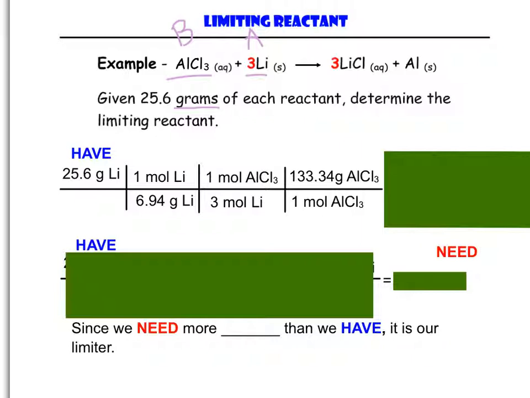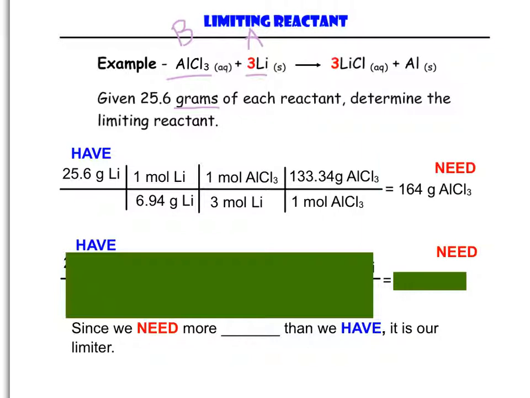And now our last step, we find out our molar mass of aluminum chloride. And remember, this number comes from the mass of 1 aluminum plus the mass of 3 chlorines, because we have to add all of that together to get our molar mass. So when we go through and do this, we get an answer that is equal to 164 grams of aluminum chloride. So again, what that number is telling me is that to use up all 25.6 grams of lithium, I would need 164 grams of aluminum chloride.